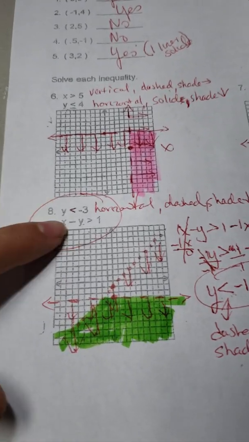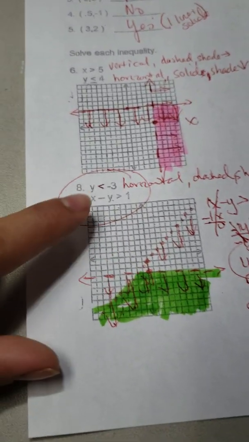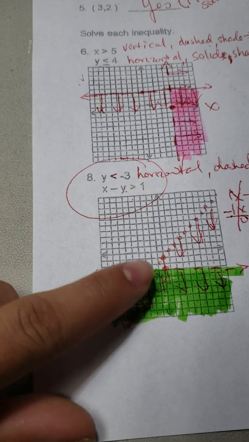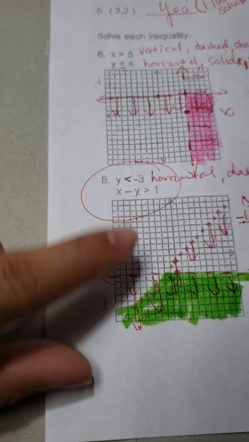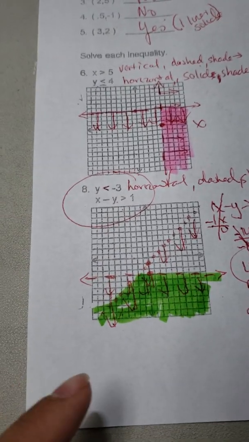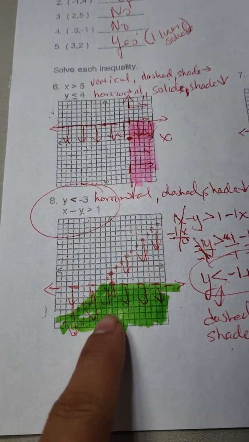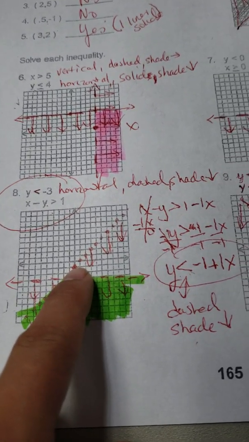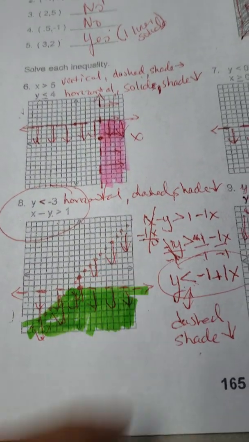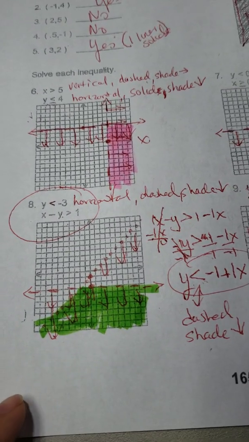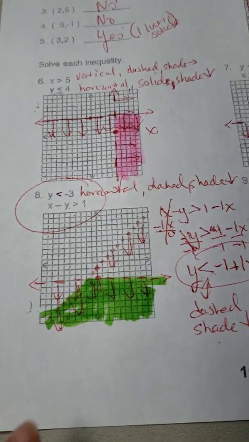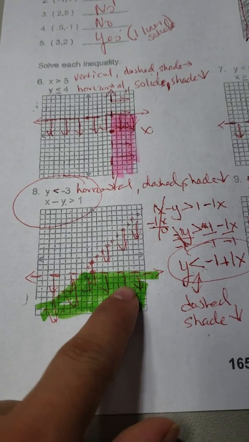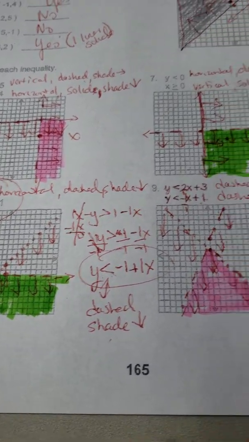And then we did the horizontal line, horizontal line at negative 3. Dashed line and we're shading below, so arrows going down. This one, the y-intercept was -1 and +1 was our slope, so we went up 1 over 1, up 1 over 1, and it was dashed, and then we shaded below. So they overlap in this bottom area. That's where our solutions would be.